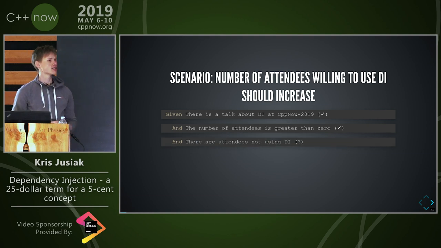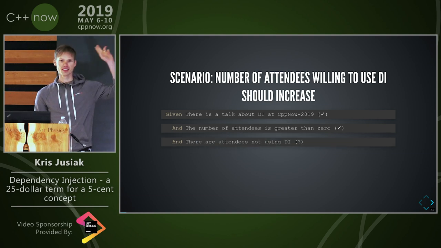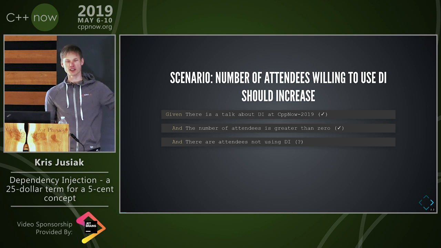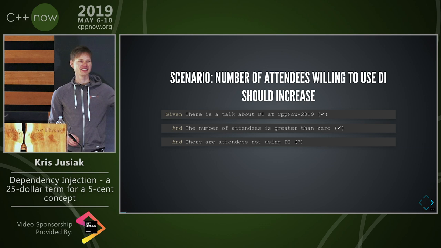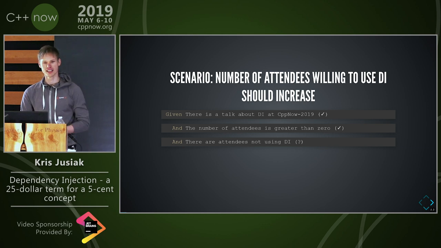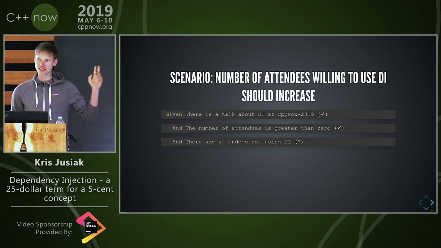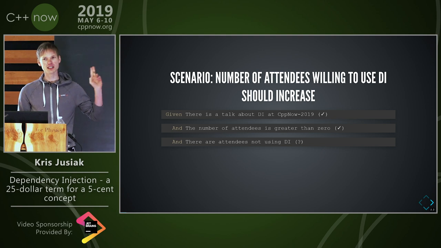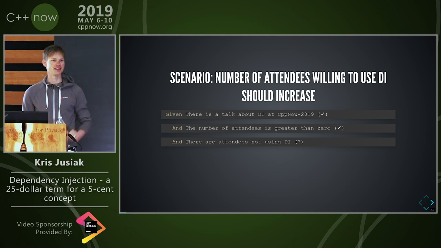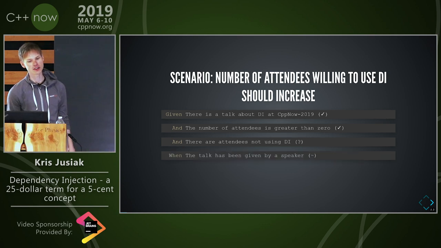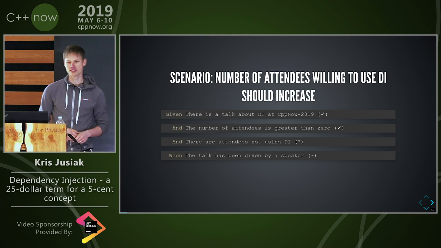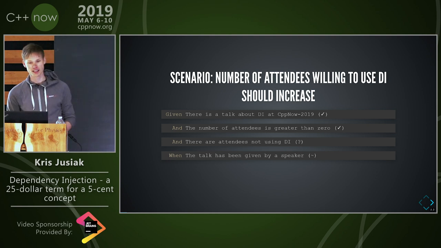And there are attendees who are not using DI, or have a bad experience with DI, or don't know what DI is. Yeah, half of the audience. The attendees who are thinking that this talk is still about CMake? No. That's good. Okay, so the talk has been given by the speaker, so it's happening.